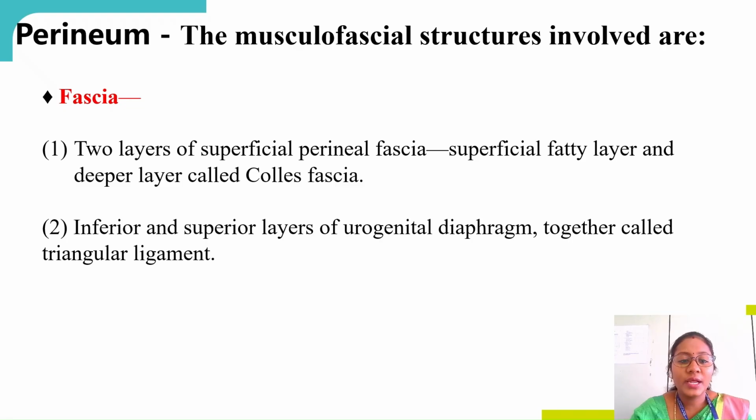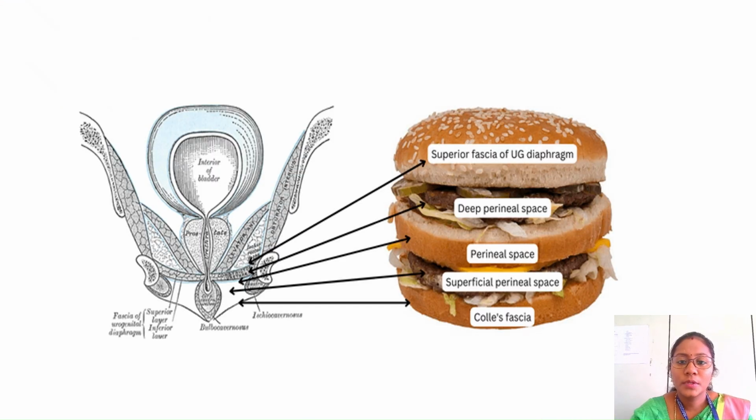Then the inferior and superior layers of the urogenital triangle make up the second part. These two together are called the triangular ligament. One is the inferior and the other is the superior layer of the urogenital triangle. I will show it in the picture. See this burger arrangement. The first thing is the Colles fascia, which is the deeper layer.